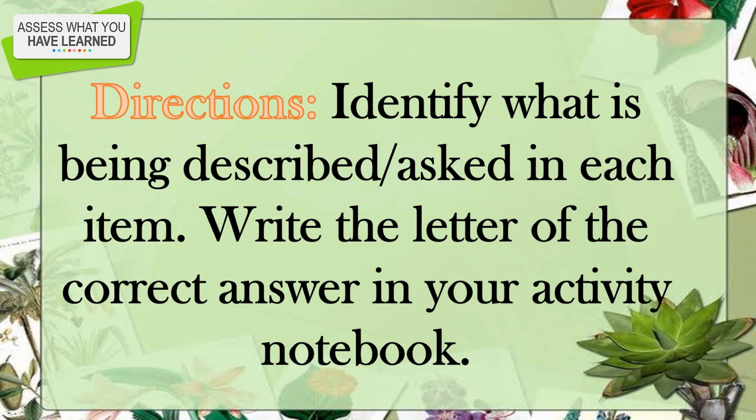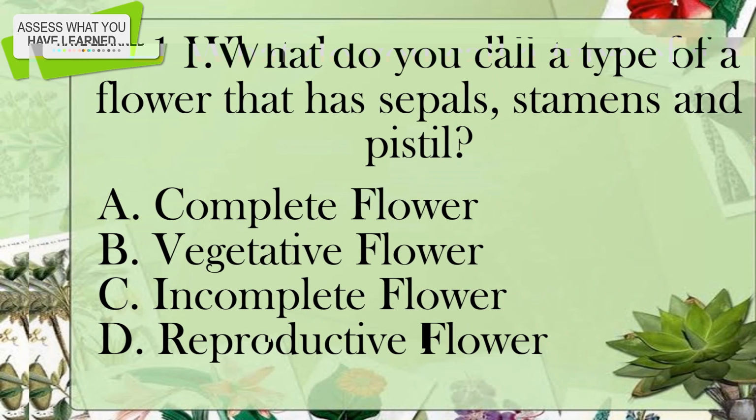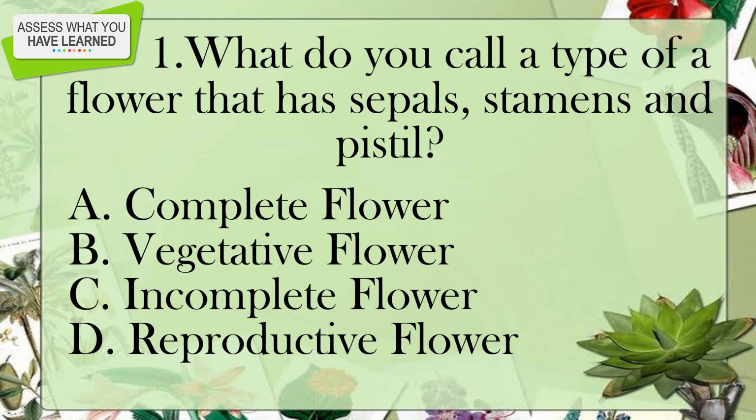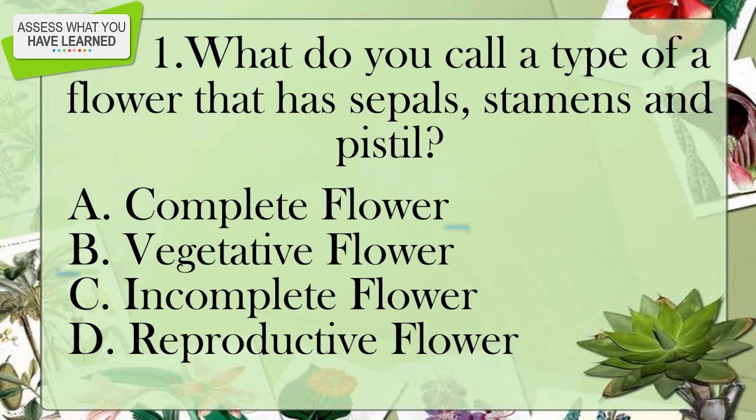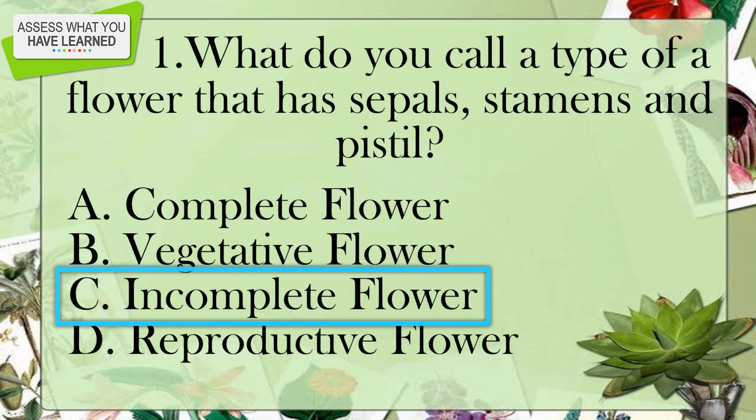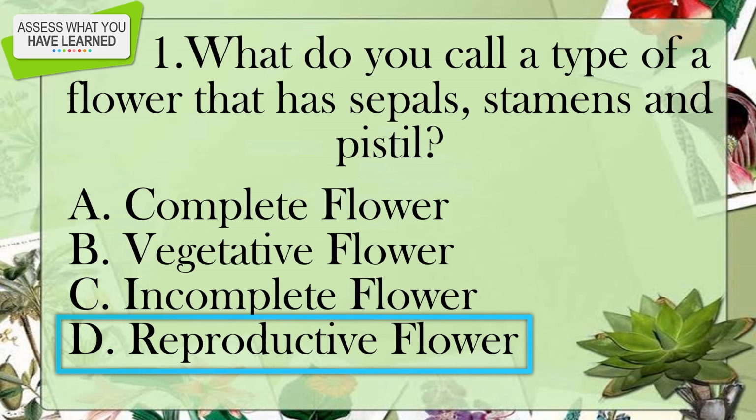Let us assess what you have learned in this video lesson. Identify what is being described or asked in each item. Write the letter of the correct answer in your activity notebook. Number 1. What do you call a type of a flower that has sepals, stamens, and pistil? A. Complete flower. B. Vegetative flower. C. Incomplete flower. Or D. Reproductive flower.